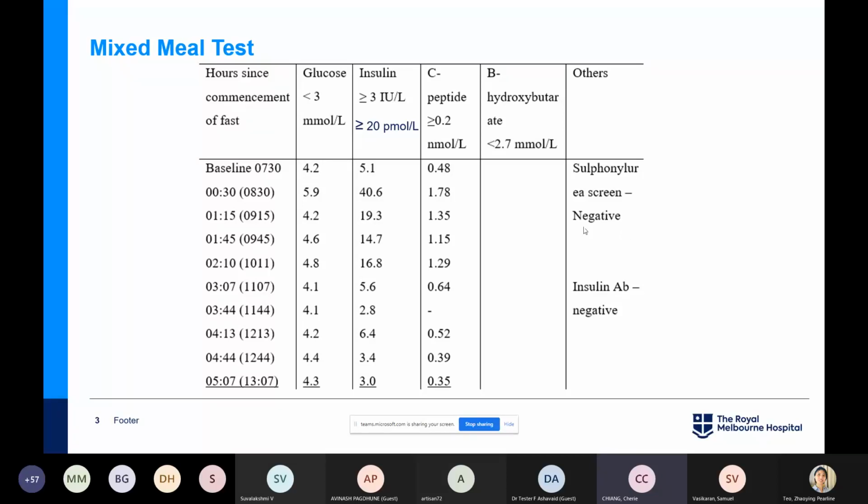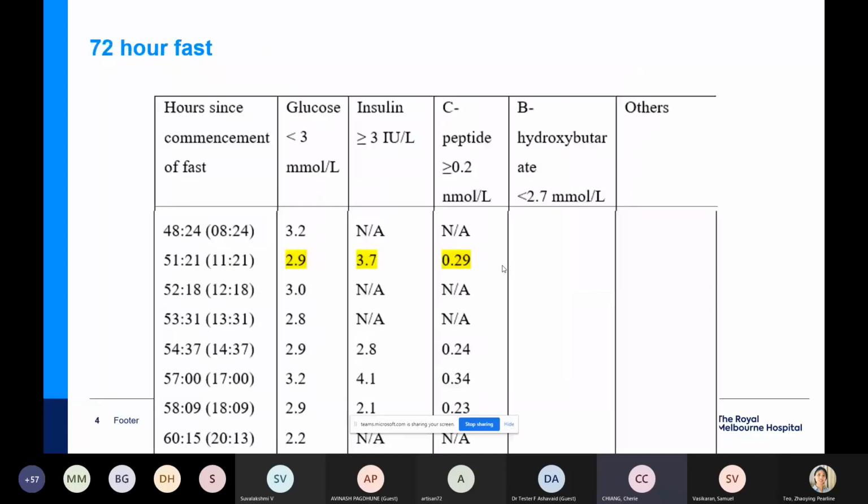So the patient then proceeded to a 72-hour fast. How often do you do 72-hour fast? So I can see someone, Dr. Shagana, said ultrasound abdominal or CT. So certainly that would be the case once we confirm endogenous hyperinsulinemia that's inappropriate. We do have an extensive protocol for imaging.